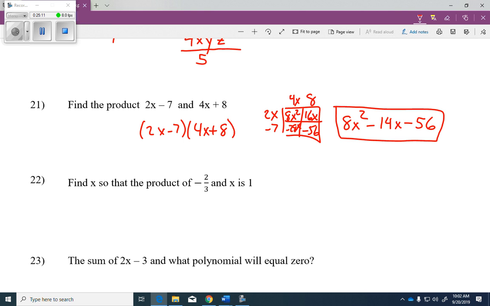Not 14. Sorry, I knew I wasn't thinking right. I'm just double checking myself here. It's 12.